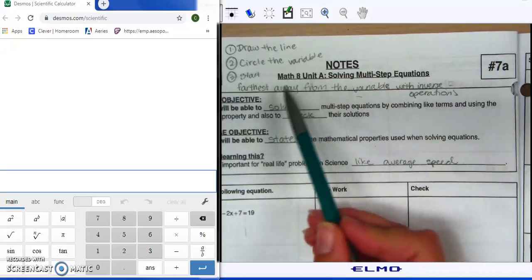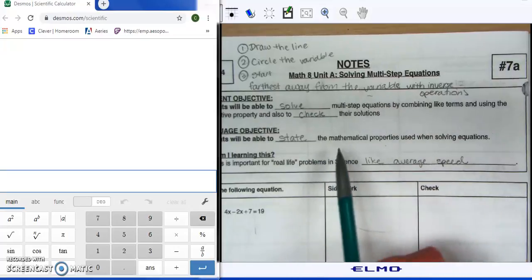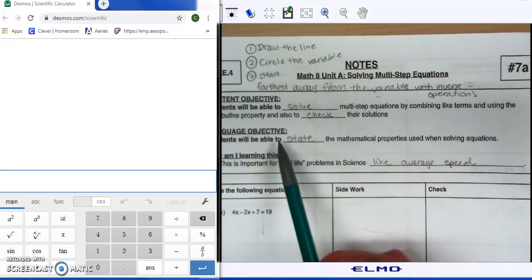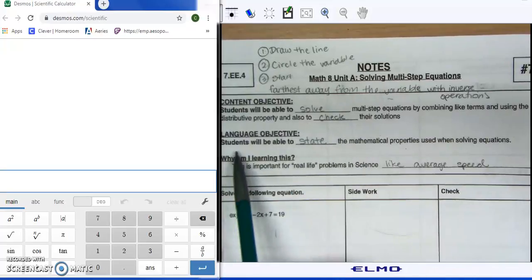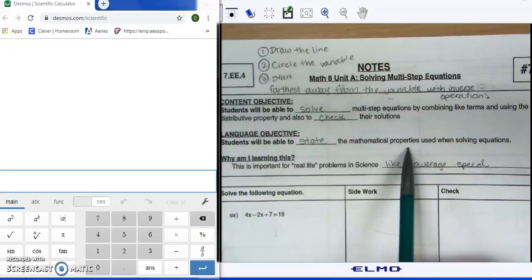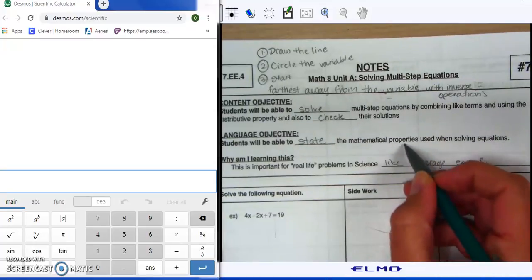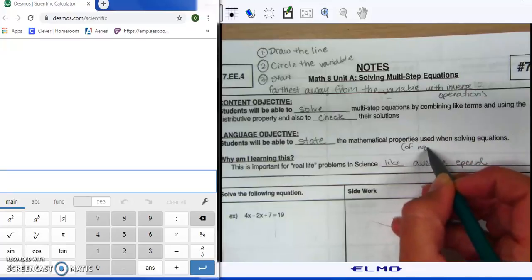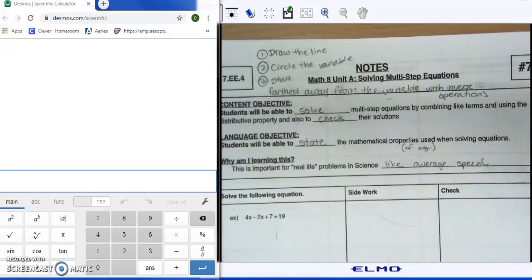Today is lesson 7A. And today, students will be able to solve multi-step equations by combining like terms and using the distributive property, and also check their solutions. Students will be able to state the mathematical properties used when solving equations. Remember, those are like the properties of equality, etc. And this is important for real-life problems in science, like average speed. If you were trying to calculate average speed, that would be a multi-step equation.